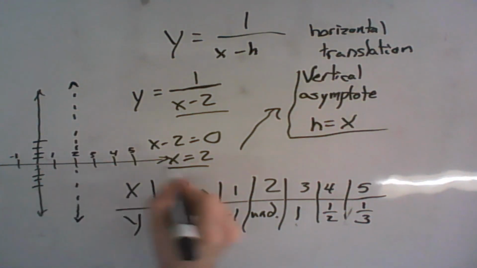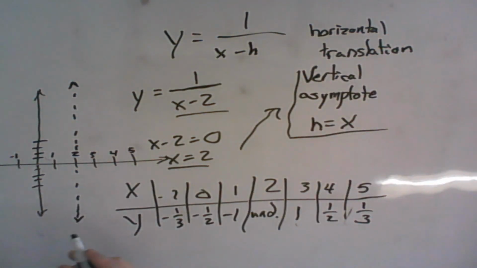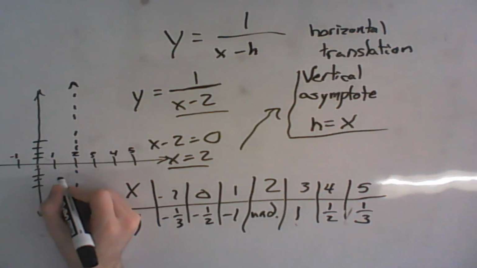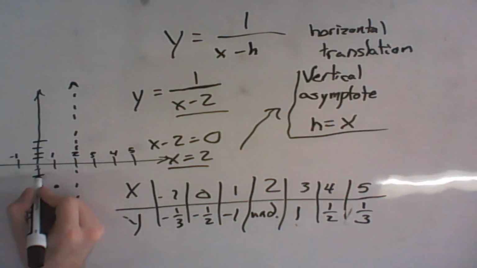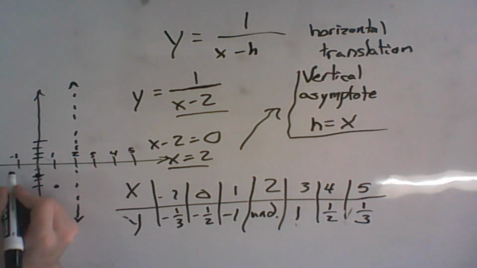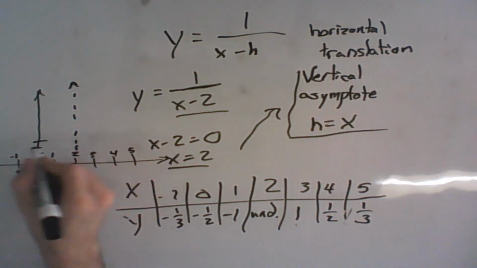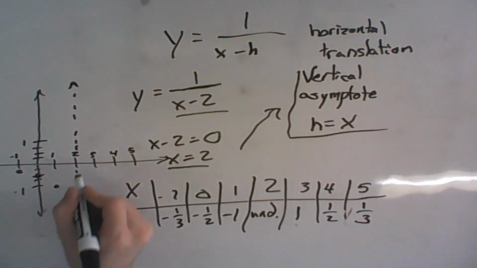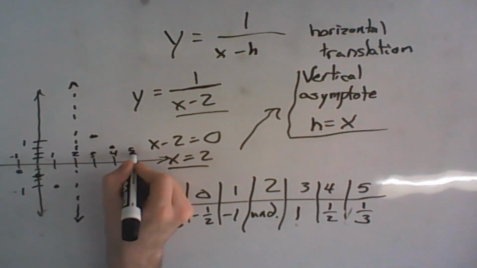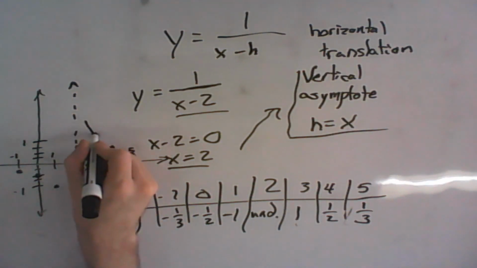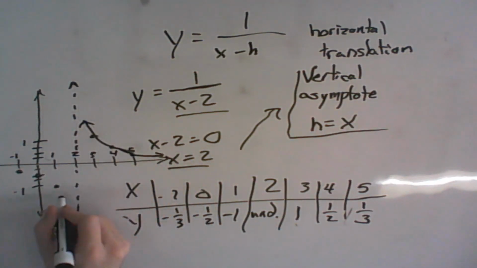Our horizontal asymptote is just going to be plus 0 right here, so we don't need to worry about it. And we're just going to plug in stuff. So at 1, we have negative 1. At 0, we're at 1/2. And at negative 1, we're at 1/3. At 3, we're at 1. This 1 is negative 1. At 4, we're at 1/2. At 5, we're at 1/3. So we're going to have this gentle curve right here going up and down.